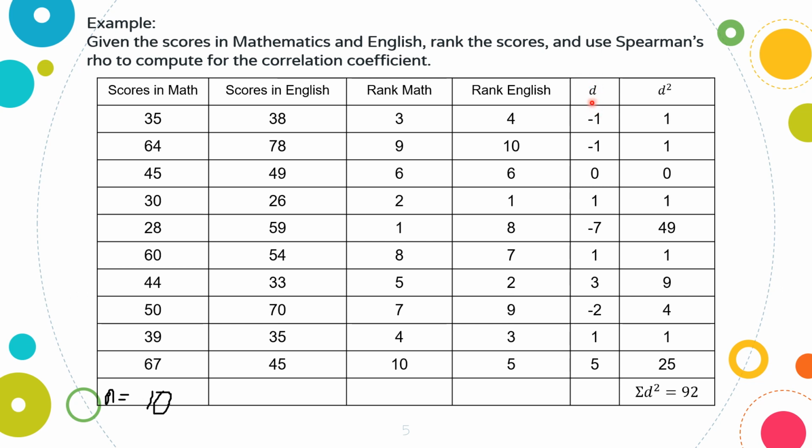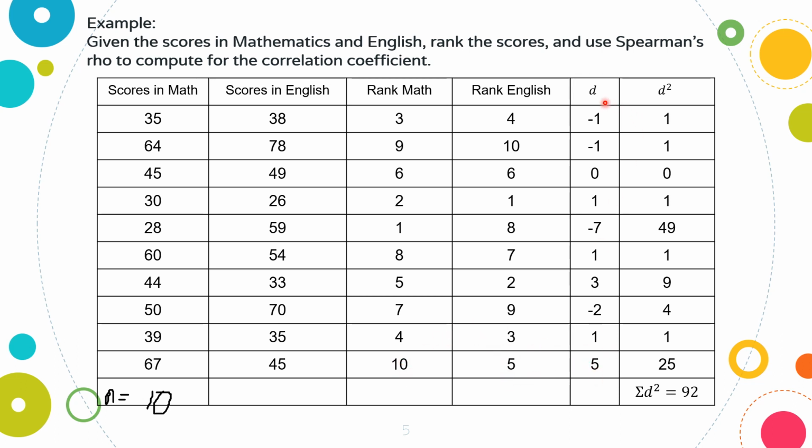Okay, for the D squared, D muna tayo. D is the difference of the ranking, ha? So 3 minus 4 is negative 1. 9 minus 10 is negative 1. 6 minus 6 is 0. 2 minus 1 is 1. 1 minus 8 is negative 7. 8 minus 7 is 1. 5 minus 2 is 3. 7 minus 9 is negative 2. 4 minus 3 is 1. 10 minus 5 is 5.